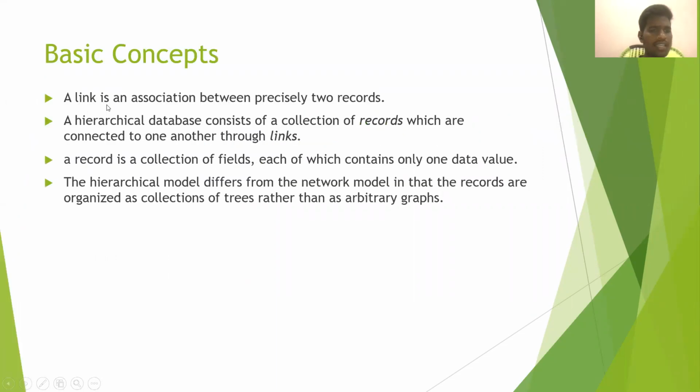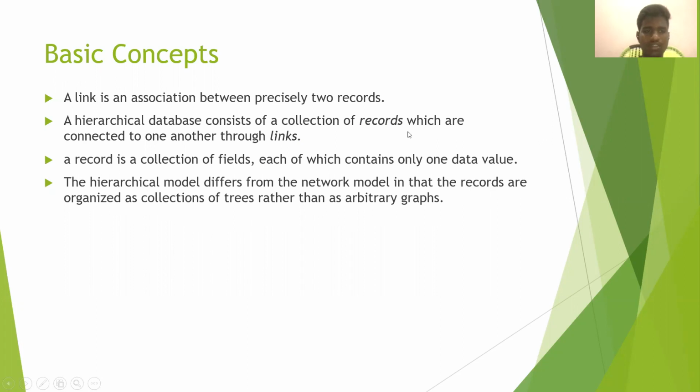First, a link is an association between precisely two records. A hierarchical database consists of a collection of records which are connected to one another through links. A record is a collection of fields, each of which contains only one data value. The hierarchical model differs from the network model in that the records are organized as a collection of trees rather than as arbitrary graphs. Here, in the hierarchical database, the two records are linked by using a line, and it consists of a collection of records.